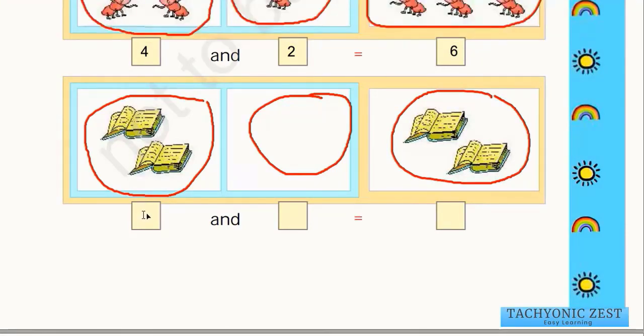So at first here, let's solve this. At first we had 2 books, and then we add some more books to these books. And how many books we are adding? 0 books. So the total number of books we are getting here is 2 plus 0, which is equal to 2.